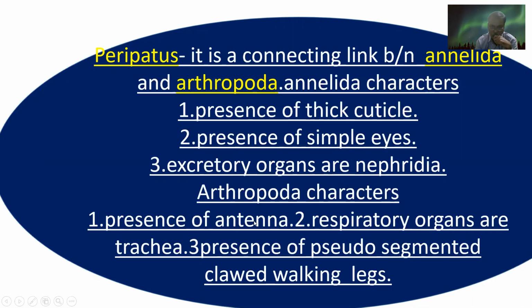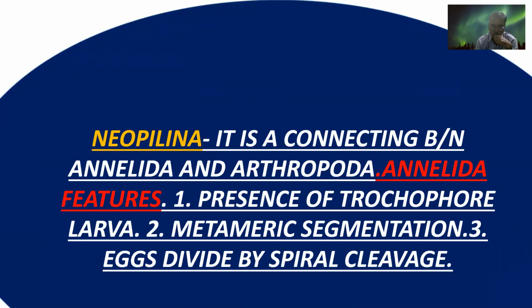The arthropodan characters are the presence of antenna, respiratory organs are trachea, presence of pseudo-segmented clawed walking legs. Peripatus is a connecting link or connecting bridge in between arthropoda and annelida.